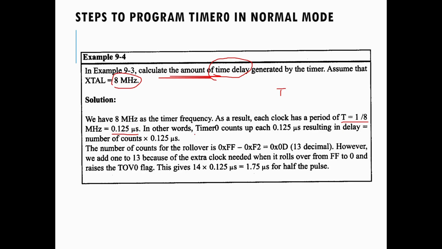So every tick of timer 0 for this code will result in a 0.125 microsecond delay. The question asks: calculate the amount of time delay generated by the timer. So we need to know how much count.